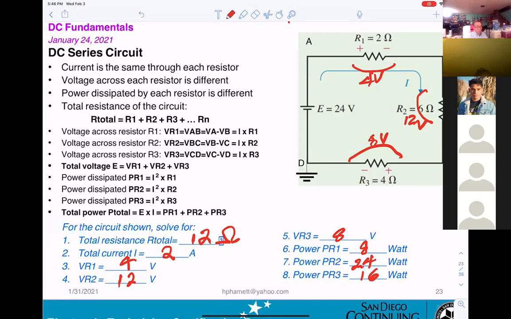Right. You multiply the current times R1. R1 is 2 ohms, the current is 2 amps, so 2 times 2 is 4. That's 4 volts over R1. VR1 is 4. Then you multiply the total current, 2, times 6 ohms. 2 times 6 is 12. That's why you have 12 volts over R2. And then you multiply 2 amps times R3 and you get 8. And if you add up all those voltage drops, they should equal 24.